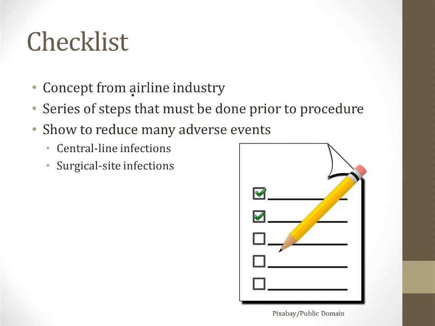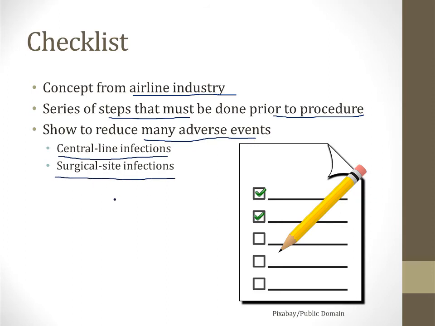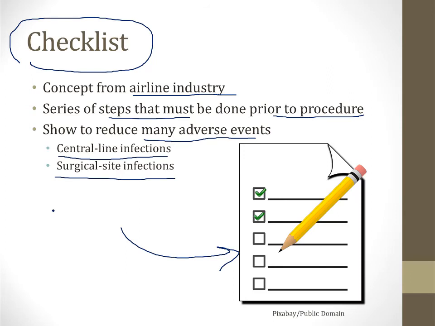A checklist is a concept from the airline industry. Before an airplane can take off, there's a checklist of items that must be done to make sure no safety procedures were forgotten. In medicine, a checklist is a series of steps that has to be done prior to a medical or surgical procedure. And checklists have been shown to reduce many adverse events. Implementation of a checklist in the ICU can lower your rate of central line infections. Implementation of checklists in the OR can lower the rate of surgical site infections. So many hospitals use checklists to make sure that nobody forgets any of the key safety items before they conduct a medical or surgical procedure.